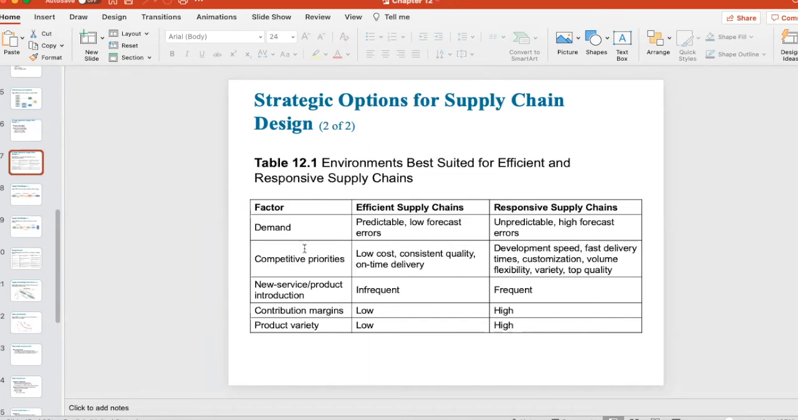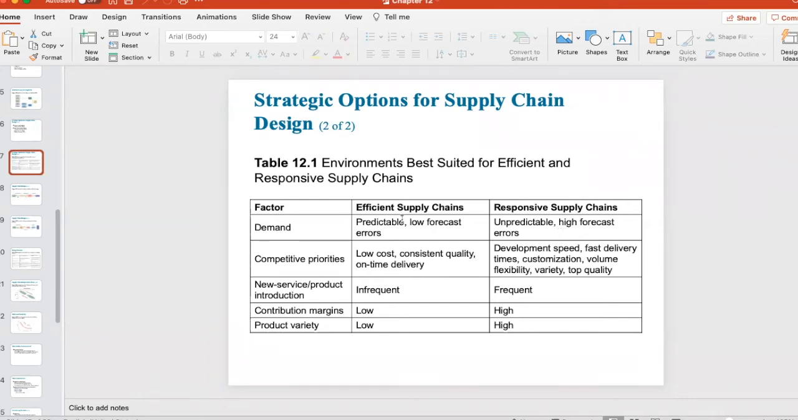Okay, and from the demand perspective, definitely the efficient supply chain is more fit for those predictable demand forecast, while the responsive supply chain is more fit for those unpredictable demand forecast. And also this is the main reason why we use responsive supply chain to still get the flexibility to deal with the unpredictable things happening.